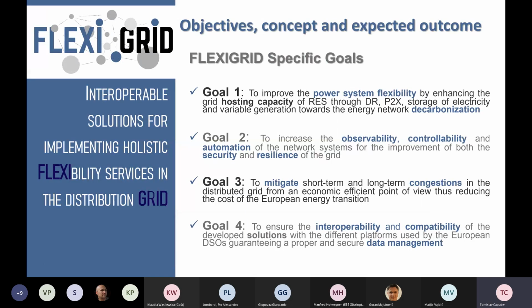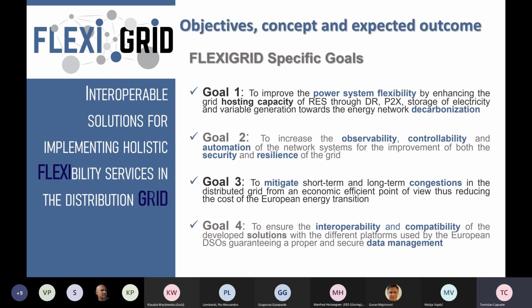So we have 4, well, actually we have 8 goals, but 4 by 4, to improve the power system flexibility, the observability and controllability. I think the first one is maybe the more familiar one because the last presentation gave a perfect introduction to this. So we have different new technologies. These technologies are less controllable than the conventional ones, which we are used to and which we know how to operate.